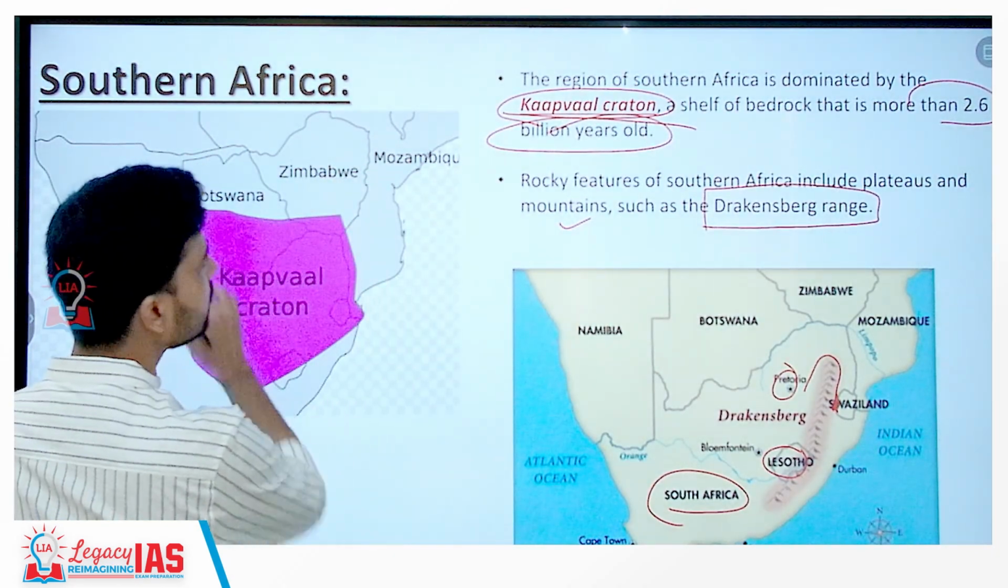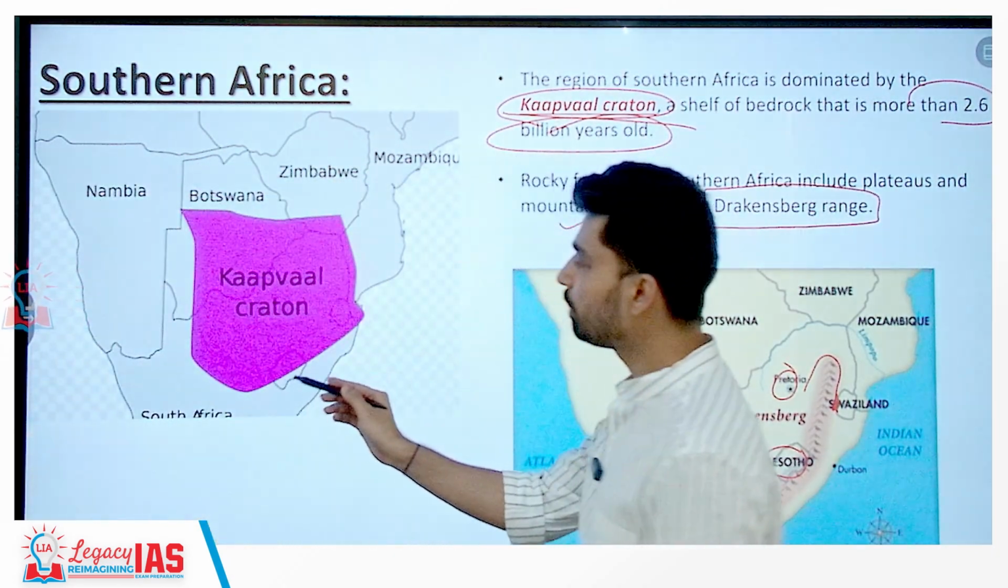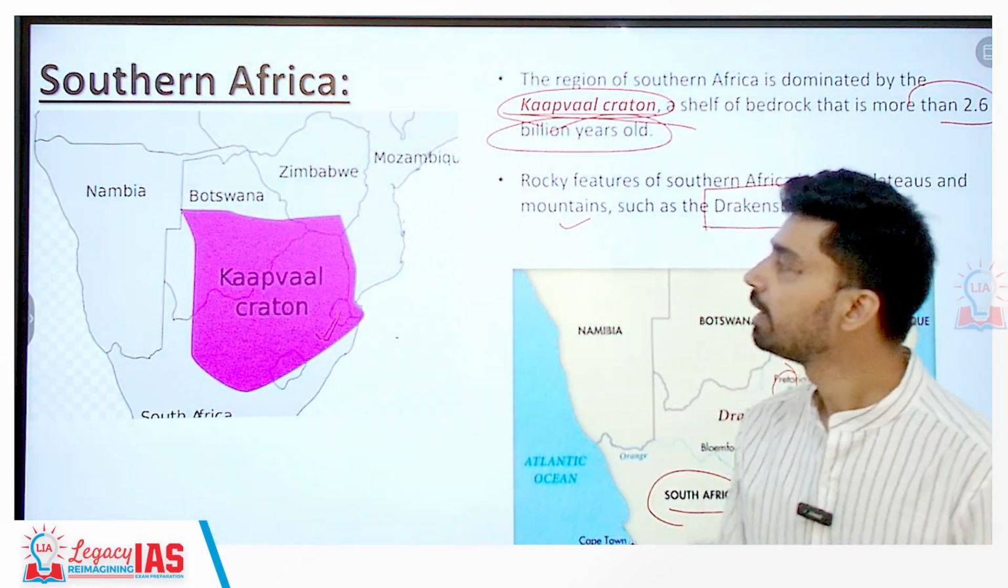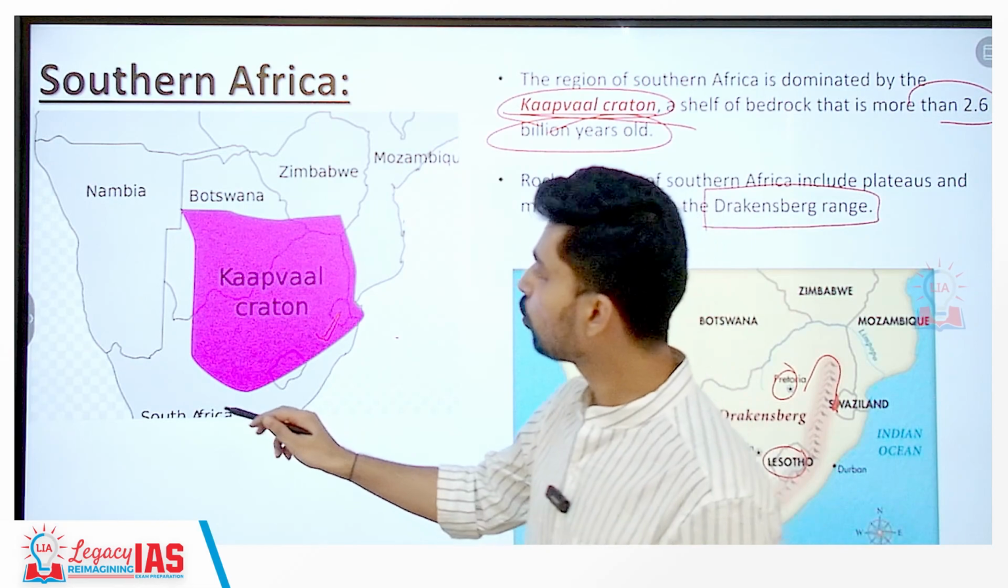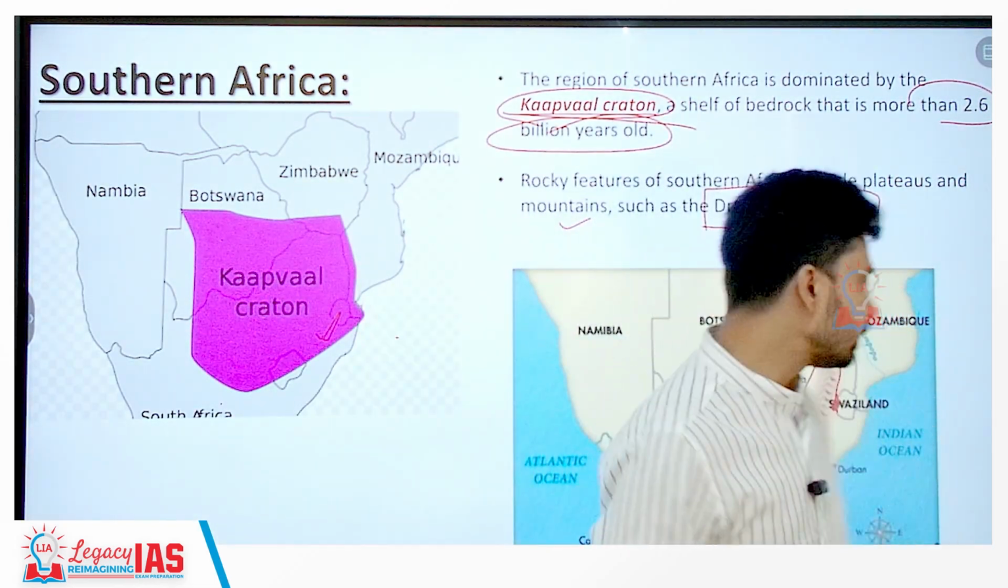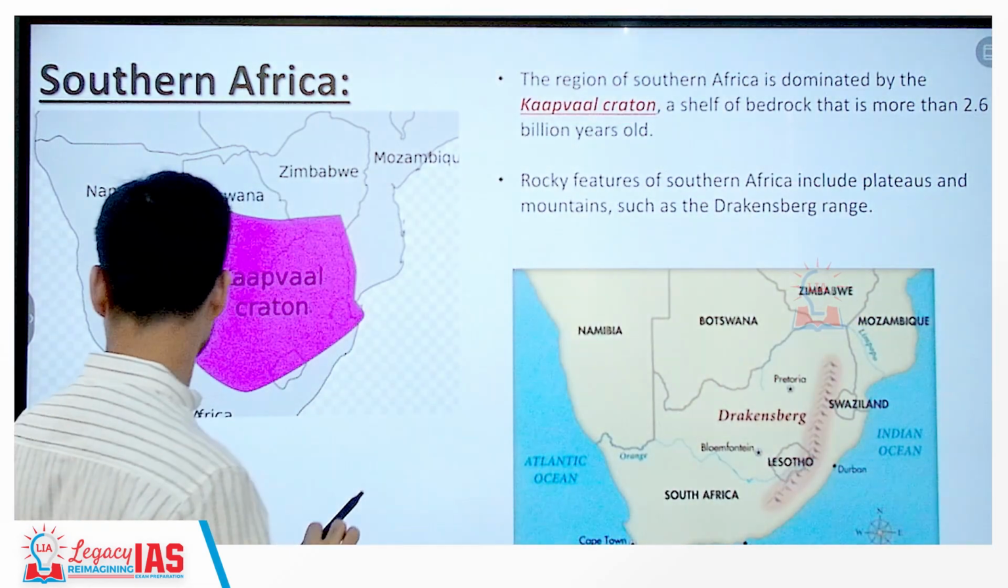So that is the region of Drakensberg mountain, and this map here shows the area that is covered by Kaapvaal Craton, which extends over South Africa, Botswana and Zimbabwe, three major countries of southern Africa.